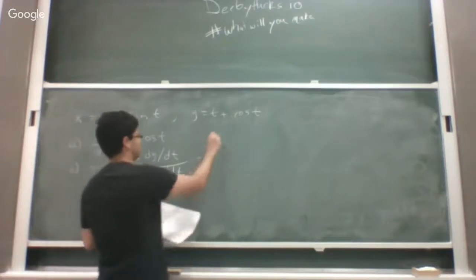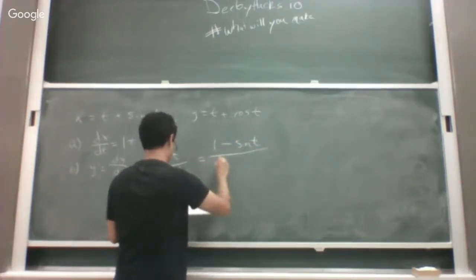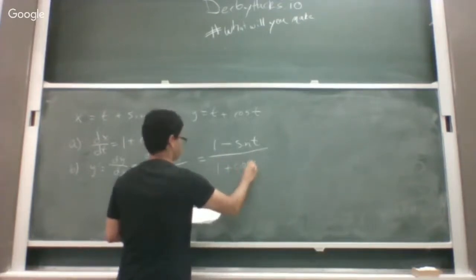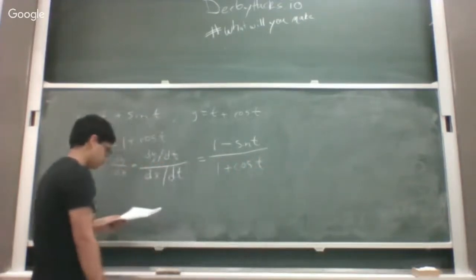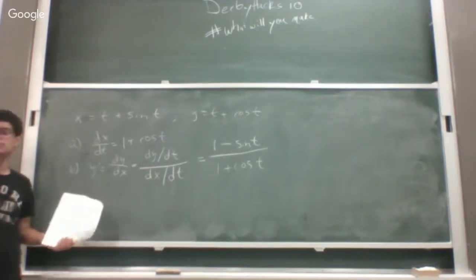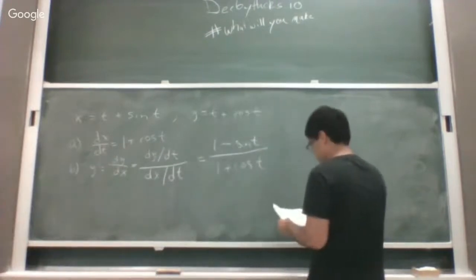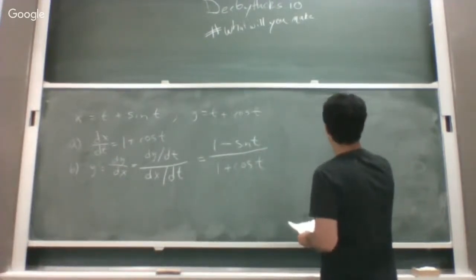Well, you can do it. 1 minus... divided by 1 plus cosine of t. This looks like a conjugate. Hold on. No, we can leave it there. Did that make sense? Do you guys know what this is?